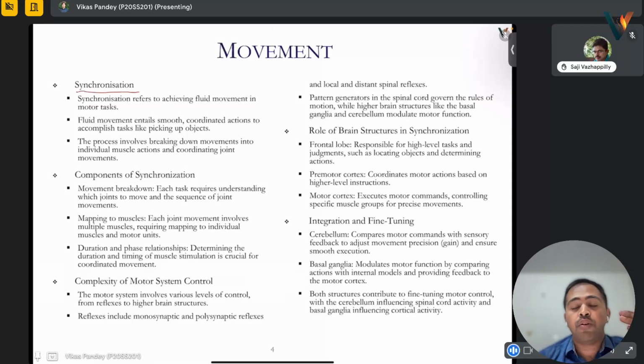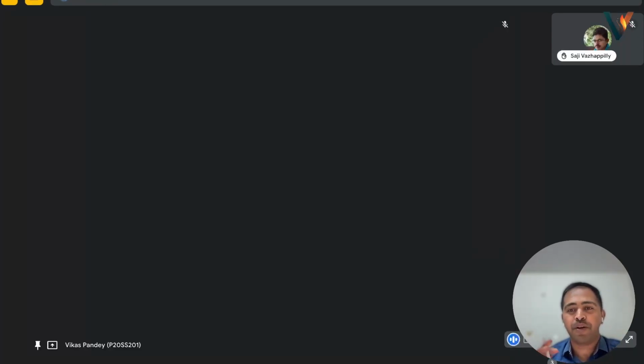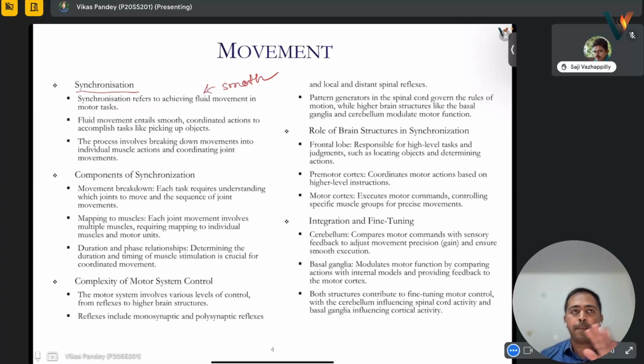How to synchronize this movement. Synchronization refers to fluid movement, or we can say a very smooth movement of the motor task. It should not be jerky. It should not be stopping in between, or non-uniform. It should be very smooth. Fluid movement in a motor task is achieved by synchronization. So, smooth, coordinated action to accomplish tasks like picking up an object or something, this comes under synchronization.